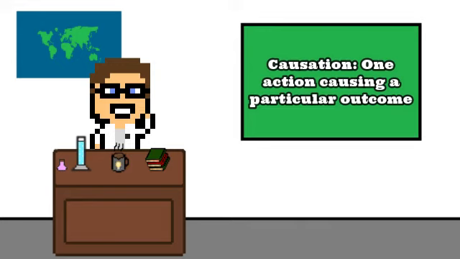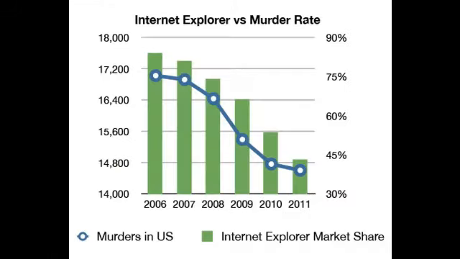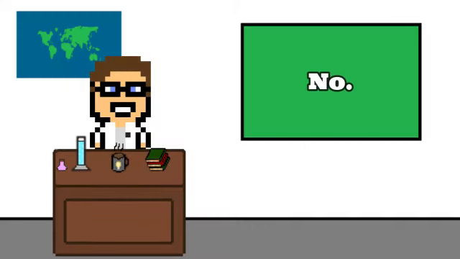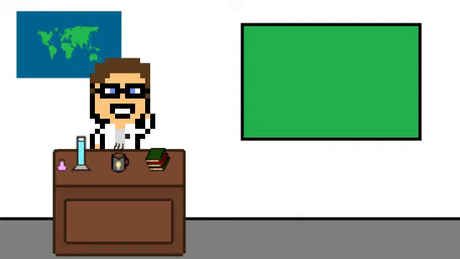Here are some hilarious examples to make this clearer. Global warming is correlated with a decline in the number of pirates worldwide. Is the decline of piracy responsible for global warming? Or how about this one? Use of Internet Explorer correlates with murders in the US. As usage of Internet Explorer as a browser declined, so did murder. Does this imply causation? Well, no, not at all. Logically, these things do not cause one another, so we can say they correlate, but there is no causal relationship. This is where avoiding bias comes into play.